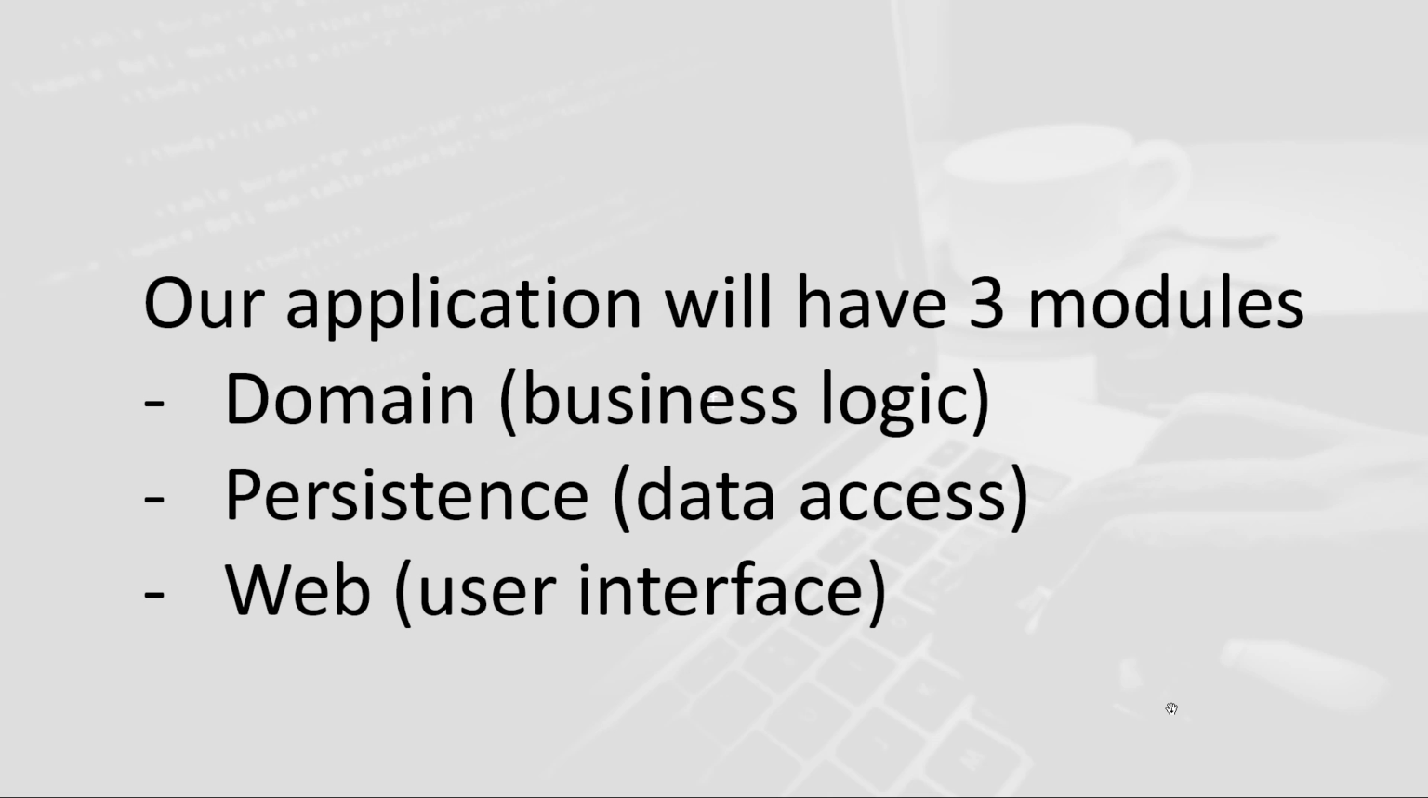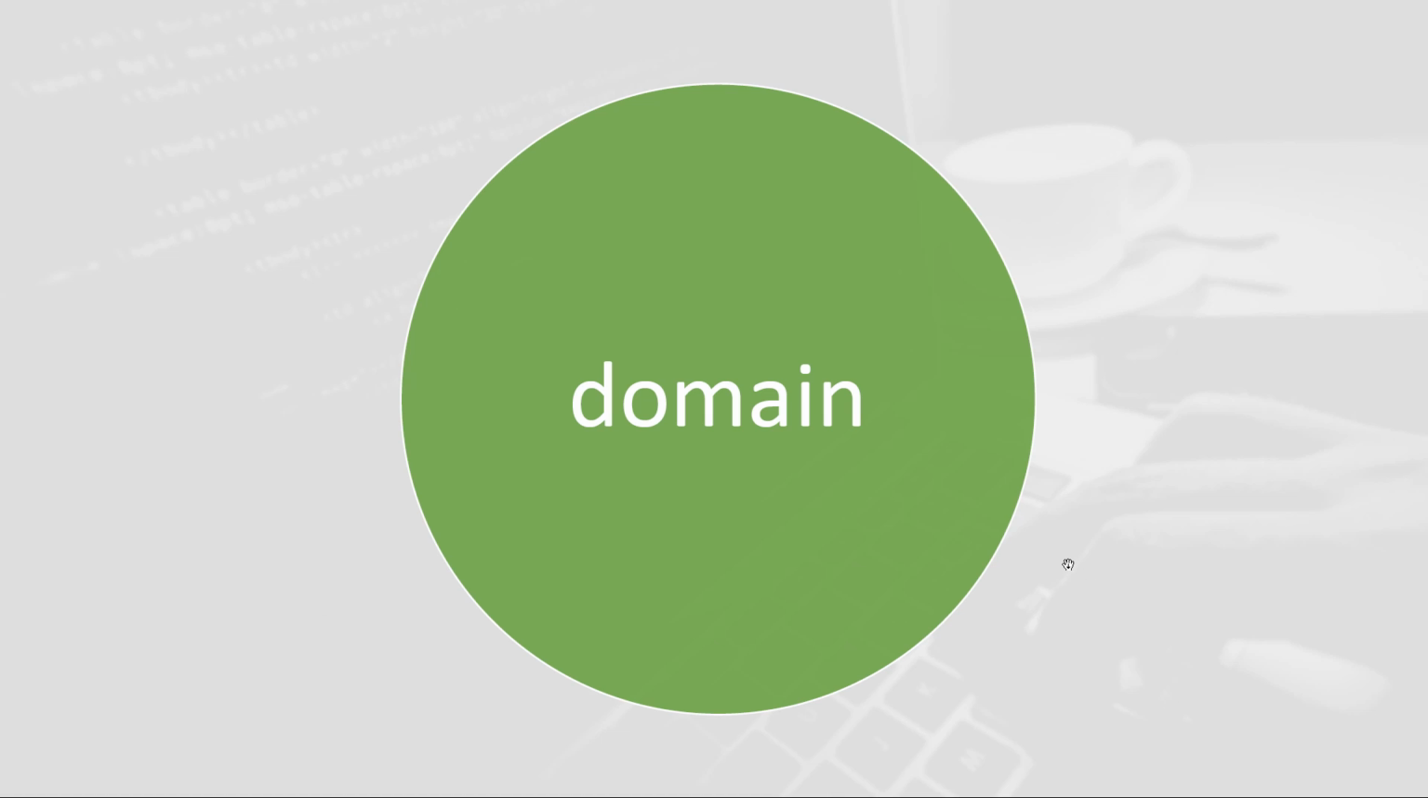Let's check out the modules that we'll add in our application. We will have three Maven modules: domain, persistence, and web. Let's check them out one by one. Domain is the Maven module in which we'll add all the business logic. Things like entities and business services will all be added here.